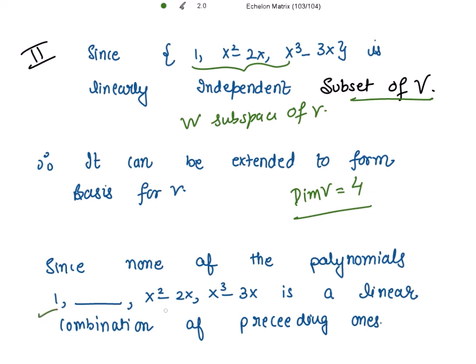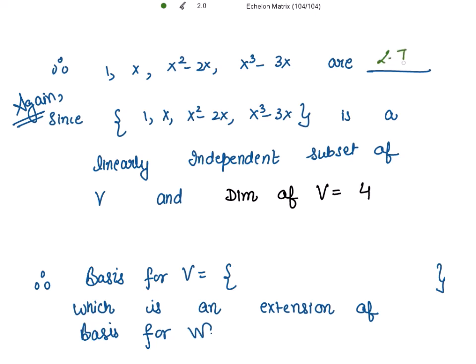I already have these three polynomials. Can I add one more polynomial, as the dimension of V is 4? Both dimensions should be the same because we are extending the basis of W to the basis of V. So what polynomial can I add? Yes, I can add x, the polynomial of degree 1. If I add x to these polynomials, then also none of them is a linear combination of the preceding ones, so these polynomials are linearly independent.